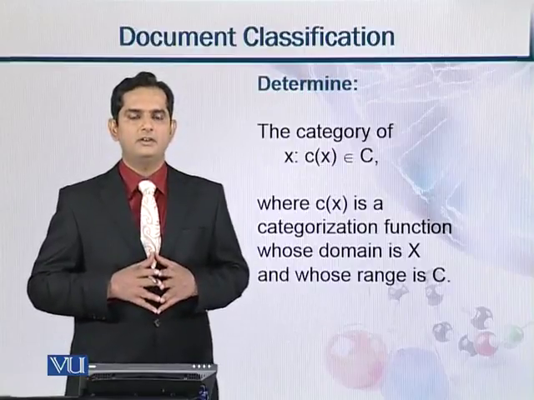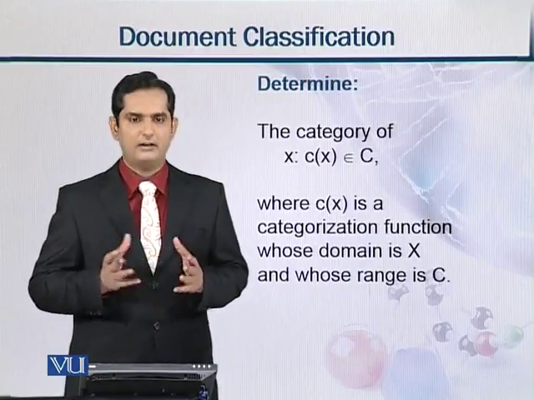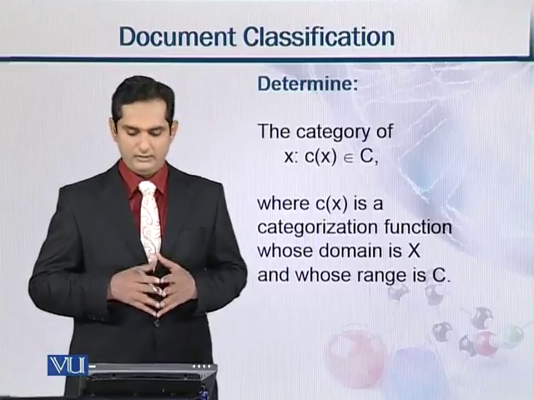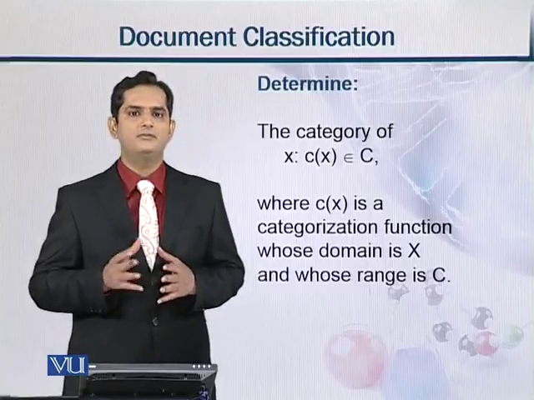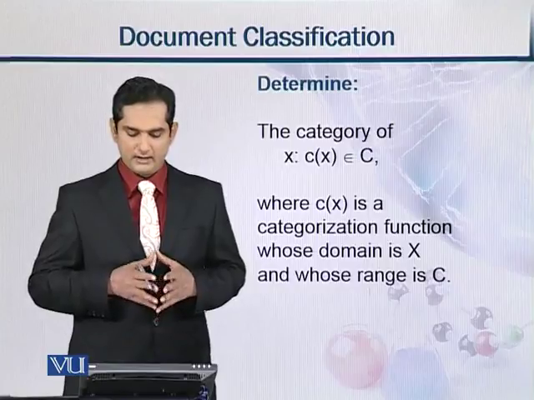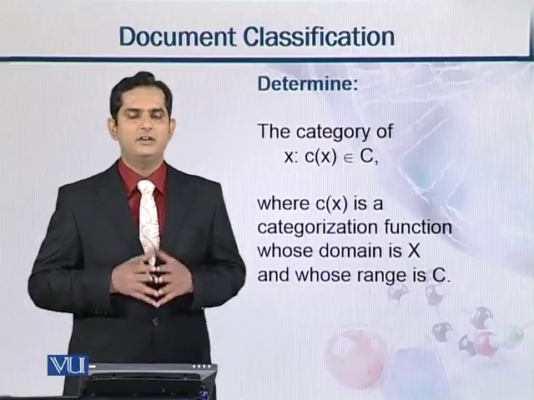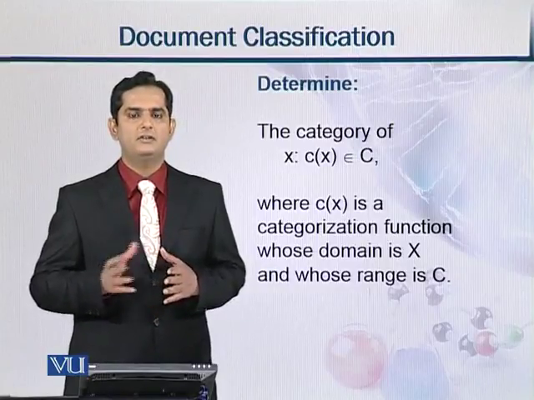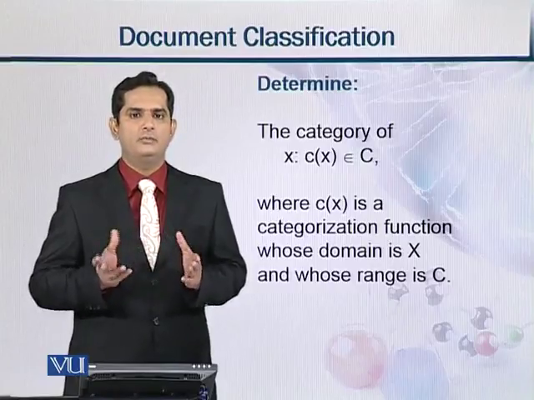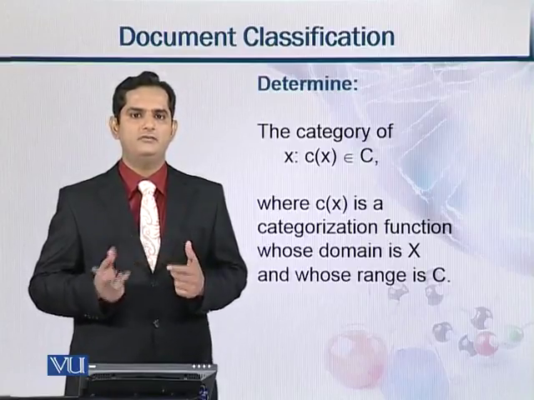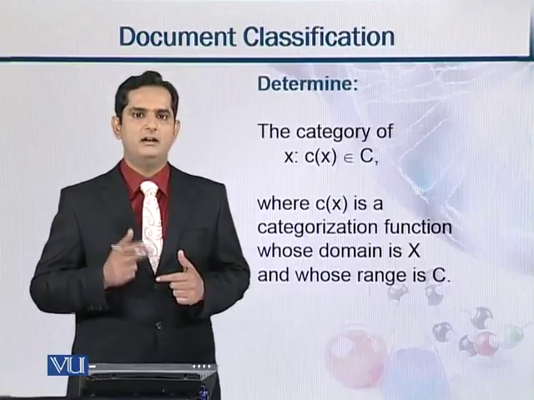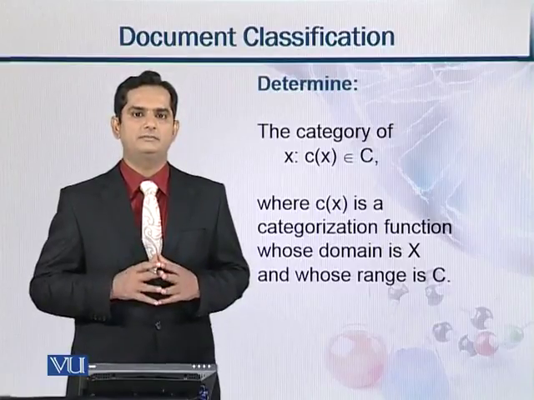So the formal definition is that the category of x would be c of x, which is a subset of C. So c is a categorization function which has a domain of X and a range of C. So the domain would be X and the range would be C. The range is our classes and the domain is our documents.